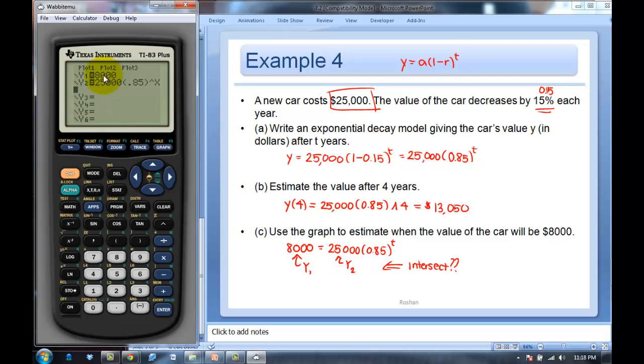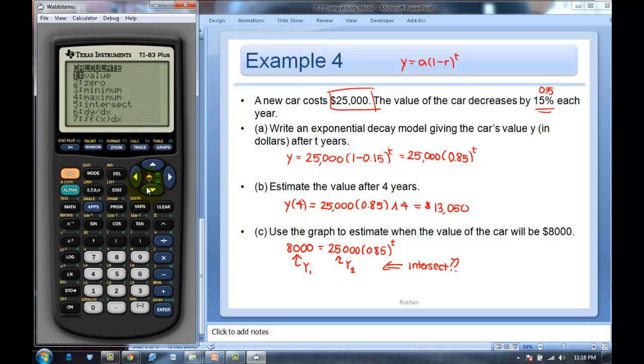Of course, we need to mess with our window a little bit. We need to go up to at least 8,000. Let's go ahead and go up to 10,000 this time, since we ran into trouble last time we didn't go up enough. And those are your y values. So what should we do for our x? Well, since we're measuring time, x cannot be less than 0, and let's just go to 15 to be safe. Let's graph that. There's y equals 8,000, and there's our exponential decay model. And this would be the number of years where we see the intersection.